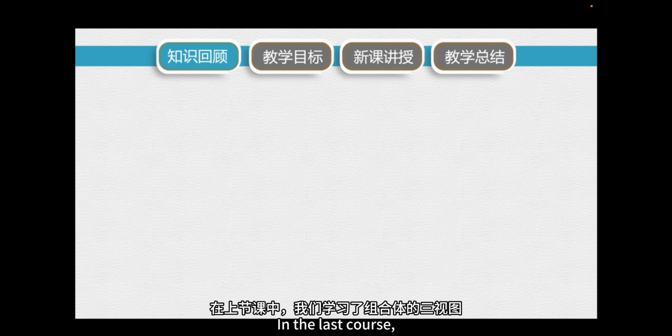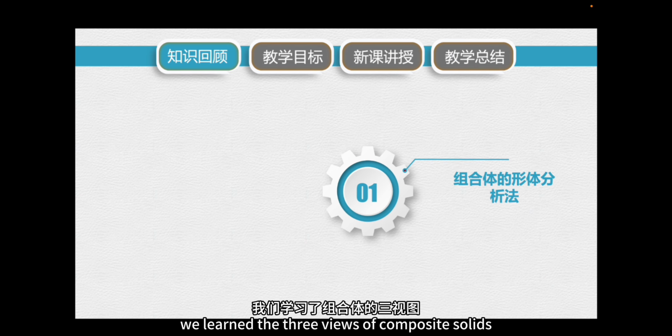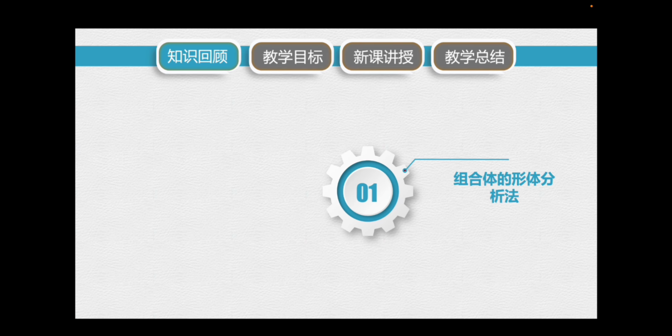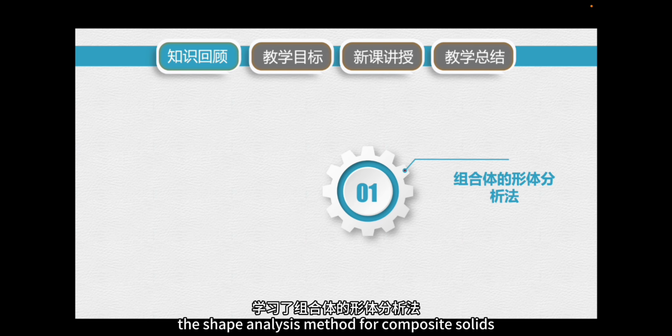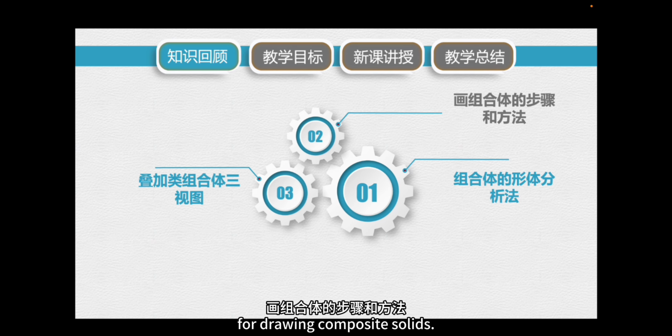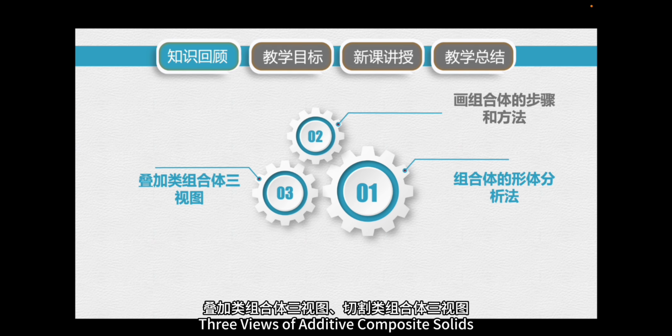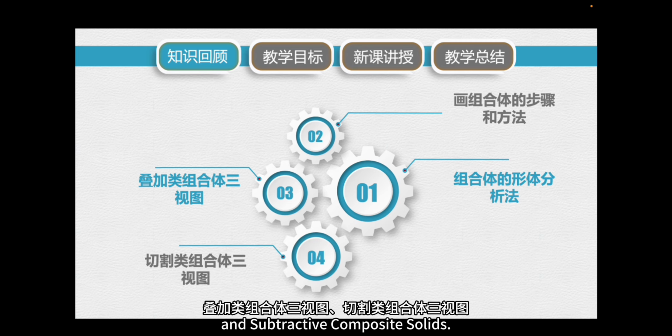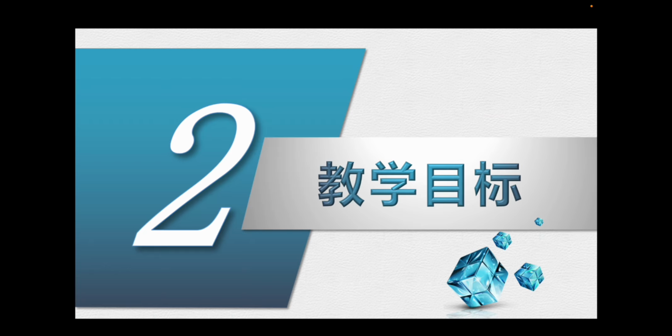First, knowledge review. In the last course, we learned the three views of composite solids: the shape analysis method for composite solids, and the procedures and methods for drawing composite solids. Three views of additive composite solids and subtractive composite solids.